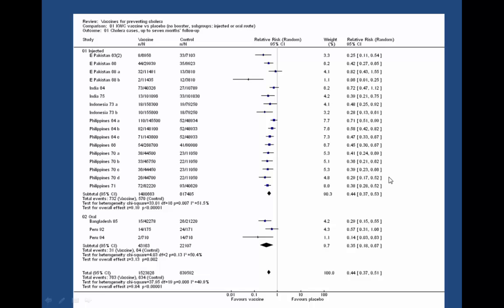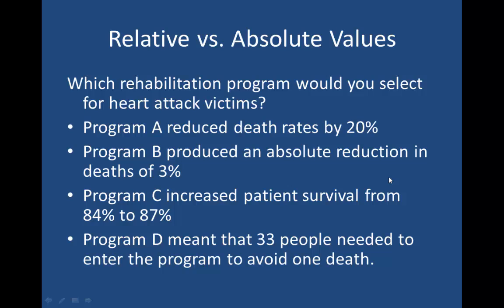So I'd consider, how bad is cholera? How much do people suffer with cholera? How much does the vaccination cost? And I would explain those things to my patient, and together we would make a decision on whether they take the vaccine. Okay, relative versus absolute values.